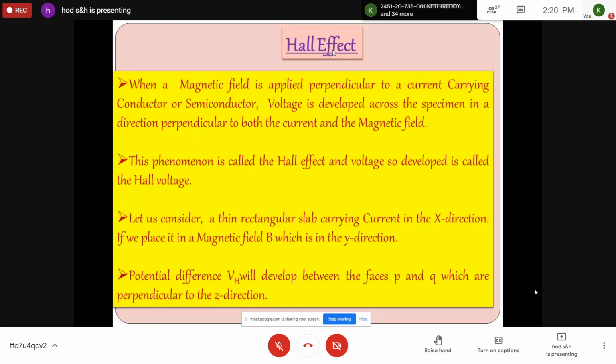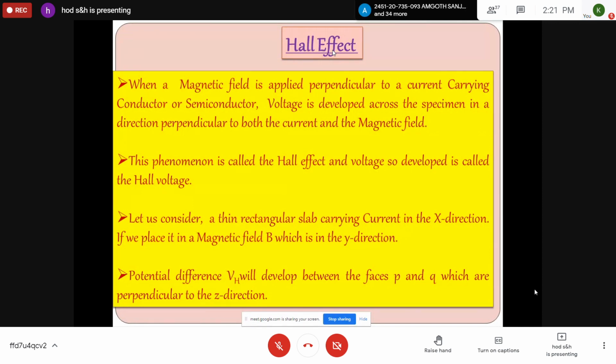Yes, sir. Okay. So according to the Hall effect, whenever a metal or a semiconductor carrying current is placed in a transverse magnetic field perpendicular to its length, an electric field is produced inside the conductor in a direction perpendicular to both the current and the magnetic field. This phenomenon is called the Hall effect, and the generated voltage is called the Hall voltage. So you take a semiconductor or metal, and you place it in a transverse magnetic field, that means perpendicular to its length.